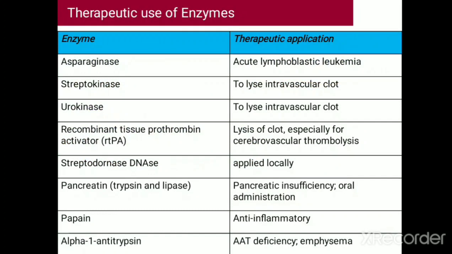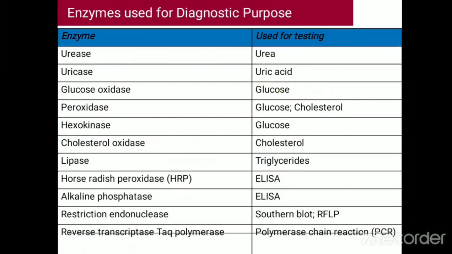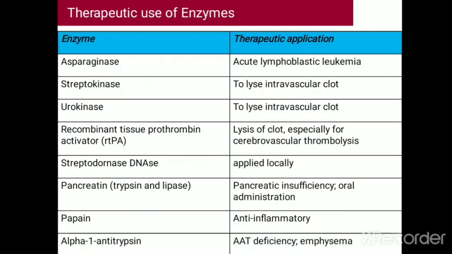It's an important tabular column which is given in your textbook. What are the therapeutic uses of enzymes? And also another important tabular column, that is the diagnostic uses of enzymes. So try to learn at least 5 examples of enzymes and their therapeutic uses.